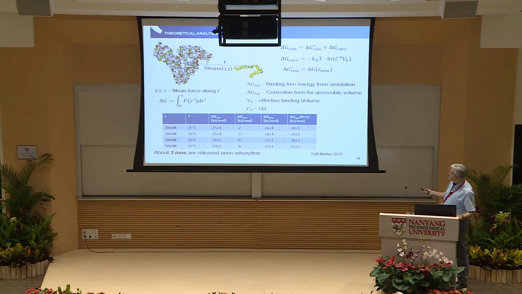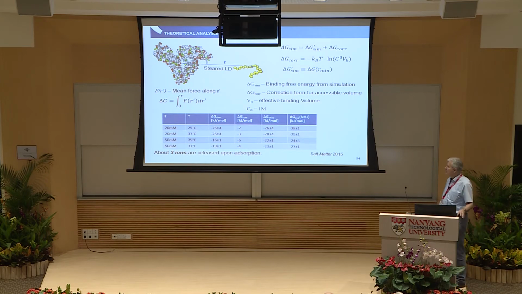We have a steered Langevin dynamic simulation. So you go to a certain distance of the centers of gravity, you add up all the forces, and then you shift it a little bit nearer. Again, you add up all these averaged forces, and then you get a potential of mean force, and the minimum of this is delta G.